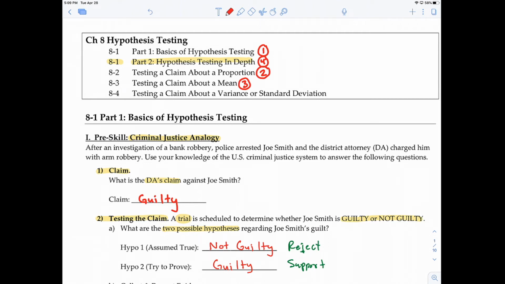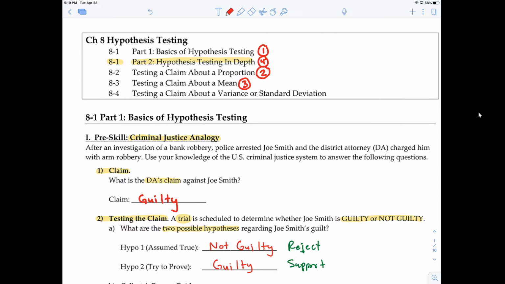Hey guys, this is the fourth video in the Chapter 8 hypothesis testing series. If you haven't watched the earlier videos, please watch them. The first video is 8-1 Part 1, Basics of Hypothesis Testing. The second one you should watch is 8-2, Testing a Claim About a Proportion. And then the third video is 8-3, Testing a Claim About a Mean. So this is the fourth one, which should be the last one you would watch.